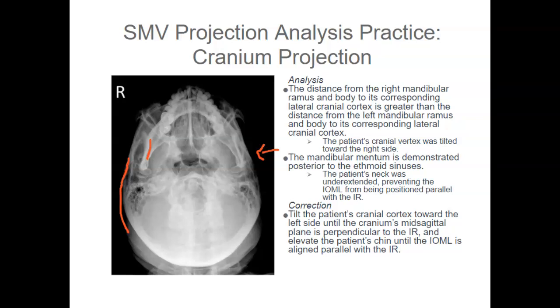Then you want to look at the mandibular mentum here, okay? And it is within the ethmoid sinuses. So we are still a little underextended. You want to hyperextend that neck until the IOML is parallel with the IR to ensure you get an adequate image.